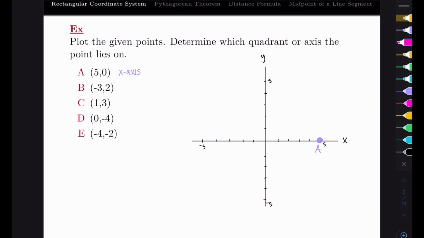For point 2, or for point B, my x coordinate is negative 3, so I'm going to go to the left 3. My y coordinate is positive 2, so that tells me I'm going to go up 2 spaces. And point B is going to land right here. Okay. So point B ends up in quadrant 2.